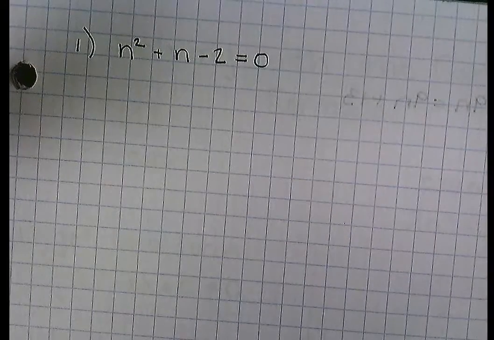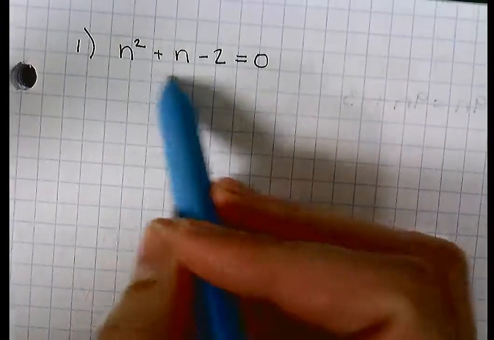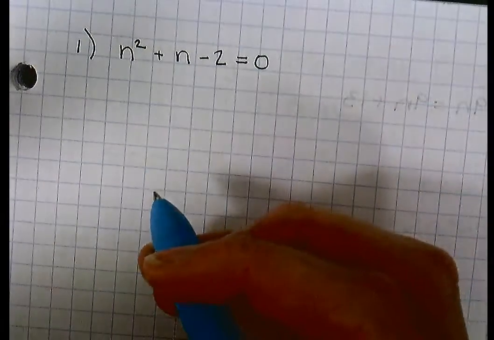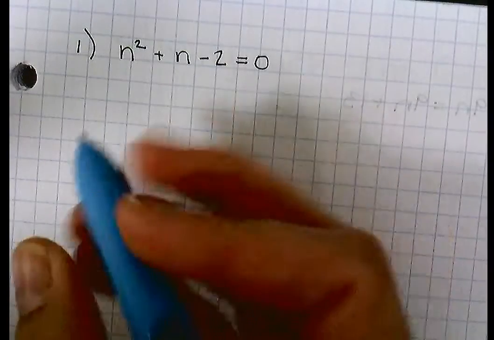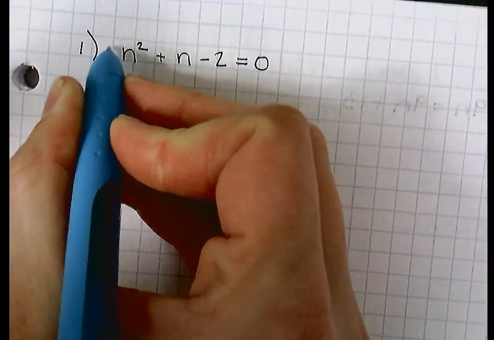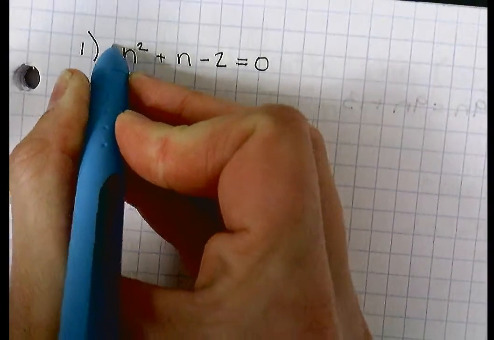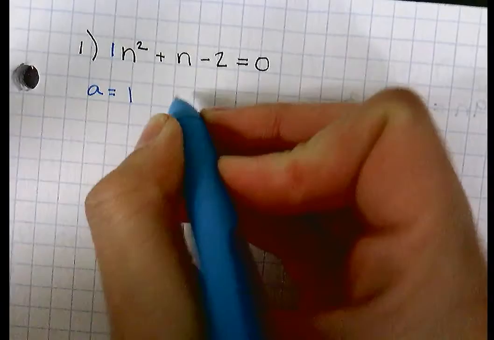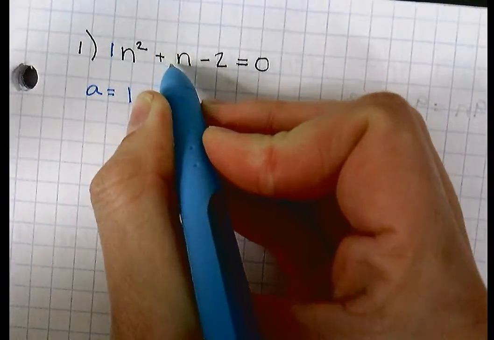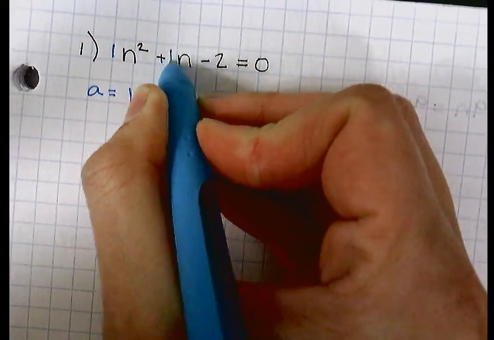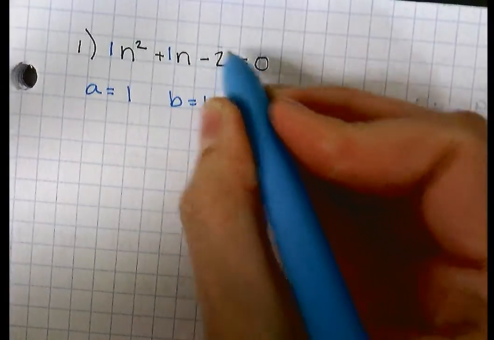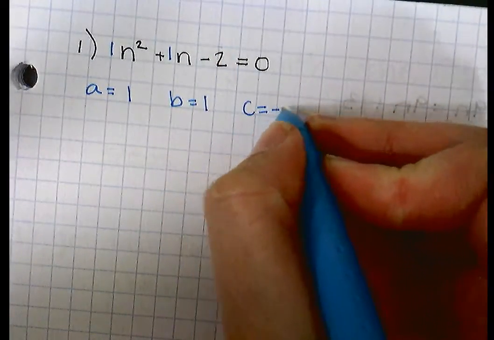Okay, your first step is to get all the terms on the left, but for this problem, it's already done. So let's skip down to step 2, which is find your A, B, and C. A is the first number, but if there's not a number here, it's an implied 1. So A is 1, B is the coefficient of the middle term, and again, if there's nothing there, it's a 1, so B is also 1. And C is this last term here, -2.